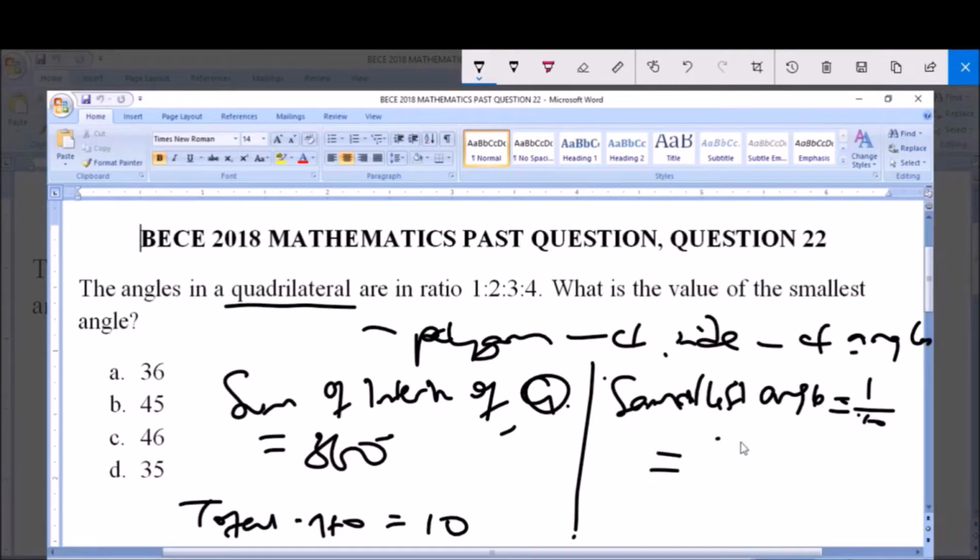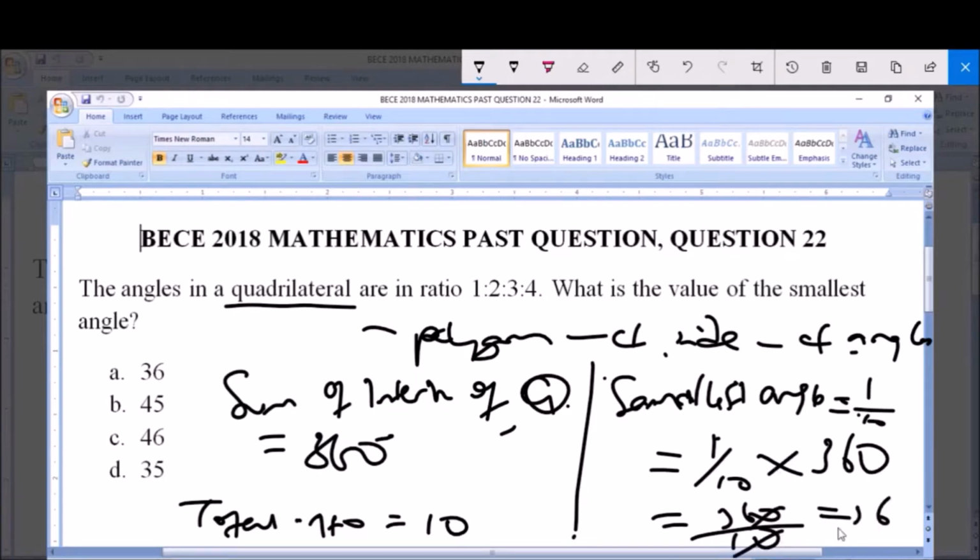So therefore we have that the smallest angle is given as 1 all over 10 multiplied by 360, which is the total sum of the interior angles in a quadrilateral. And this is equal to 360 all over 10, because 1 times 360 will give us 360. Now 360 divided by 10 will give us 36. So therefore our smallest angle of a quadrilateral is 36.